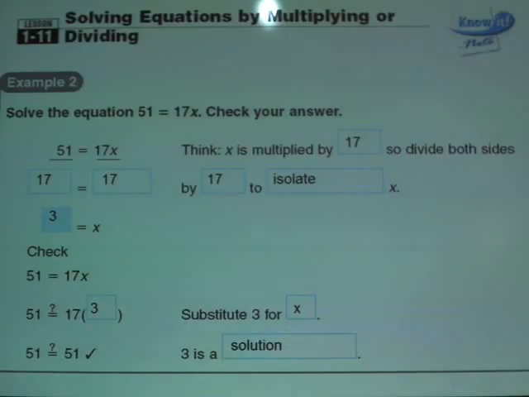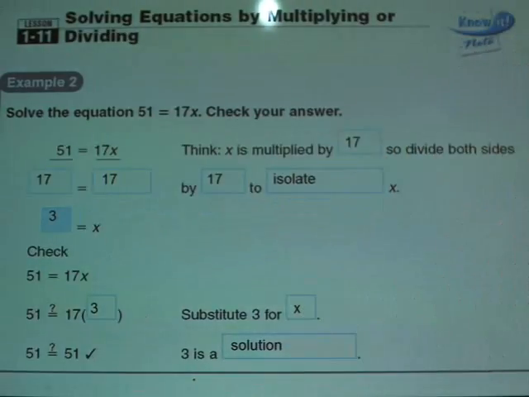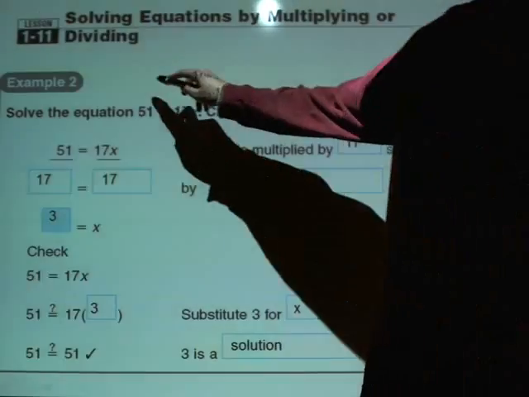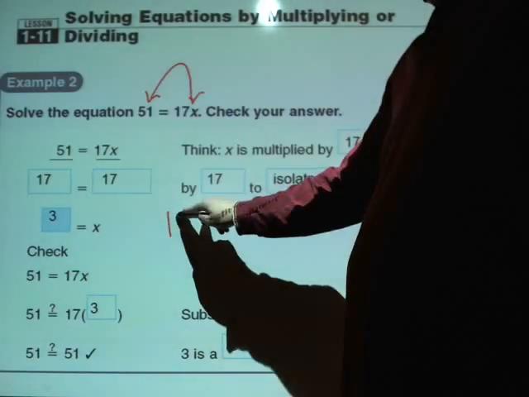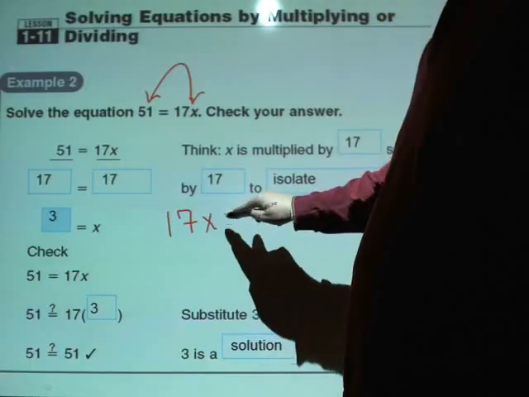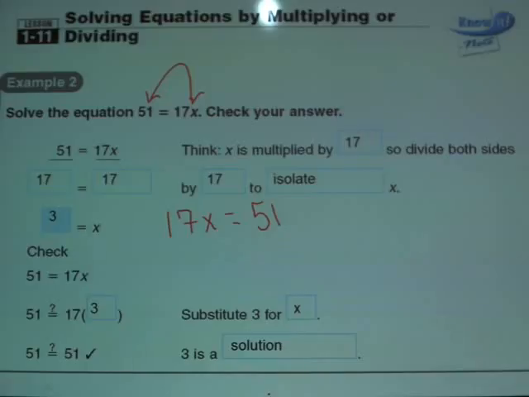We don't want that. So what we're going to do here to start is flip the sides. That's what we've said a bunch of times now, but we've never actually used it in the notes. Well, now you get to use it. I'm literally going to invert the left and the right side, and I'm going to make this say 17 times x equals 51.